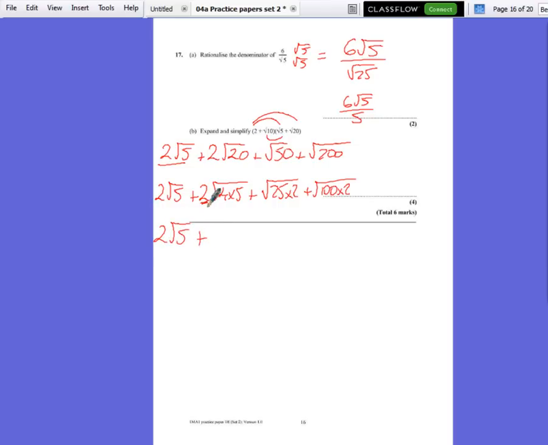So here we've got 2 times 2, which is just normal 4 times root 5. Here root 25 is just 5, and the 2 we can't do anything with, so it's still a root 2, and root 100 is 10, so it'll be 10 root 2. And if we simplify that all together, we've got 6 root 5s, and add to that 15 root 2s, simplified down fully.